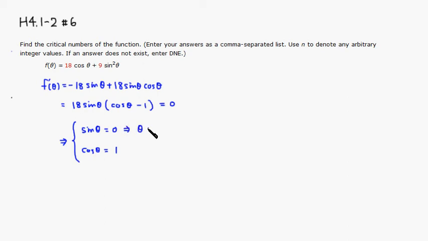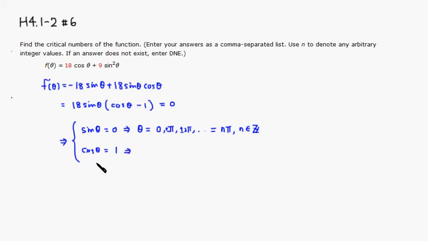So sine of theta is 0 when theta is 0 and pi, or actually negative pi as well, so plus or minus 2 pi and so on. So a good way to write that would be any multiple of pi, so I'll say n pi, where n is any integer.